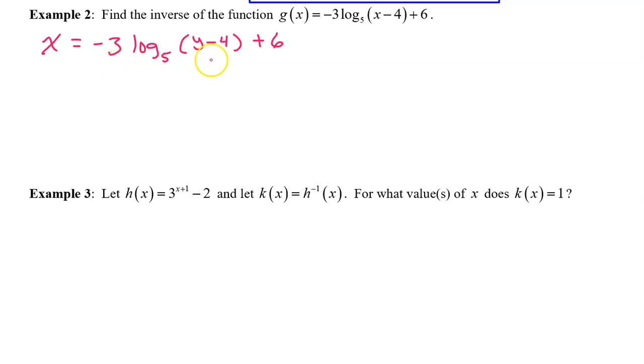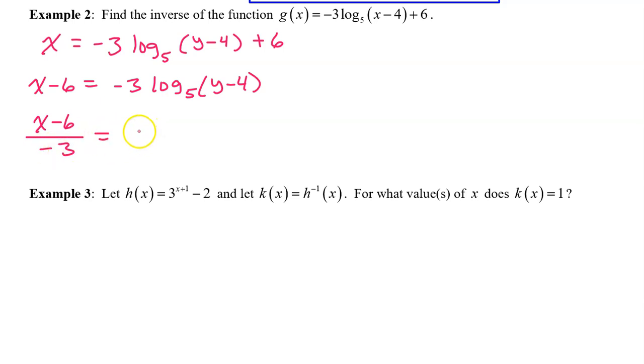But the first stage of the solution is to isolate the log expression. So let's subtract 6 from both sides. We get x minus 6 is equal to -3 times log base 5 of y minus 4. To further isolate the log expression, let's divide both sides by -3. So we get x minus 6 over -3 is equal to log base 5 of y minus 4.